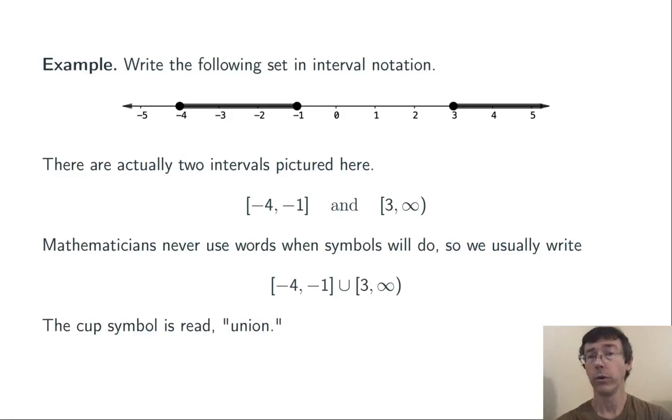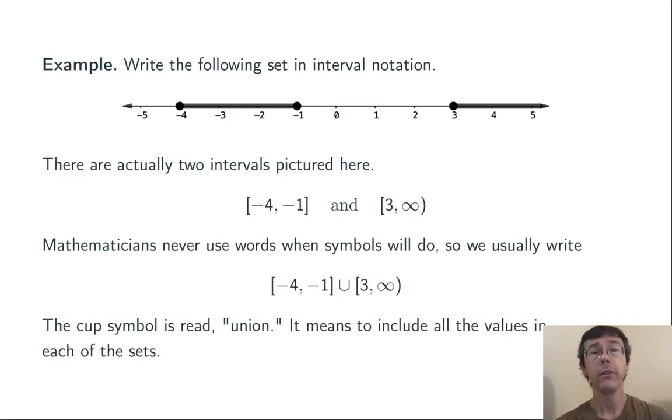Mathematicians don't like using words when symbols will do, so usually we write this set in this way: [-4, -1] ∪ [3, ∞). The union symbol is basically a U without a foot on the U. And it means to include all the values in each of the two sets.